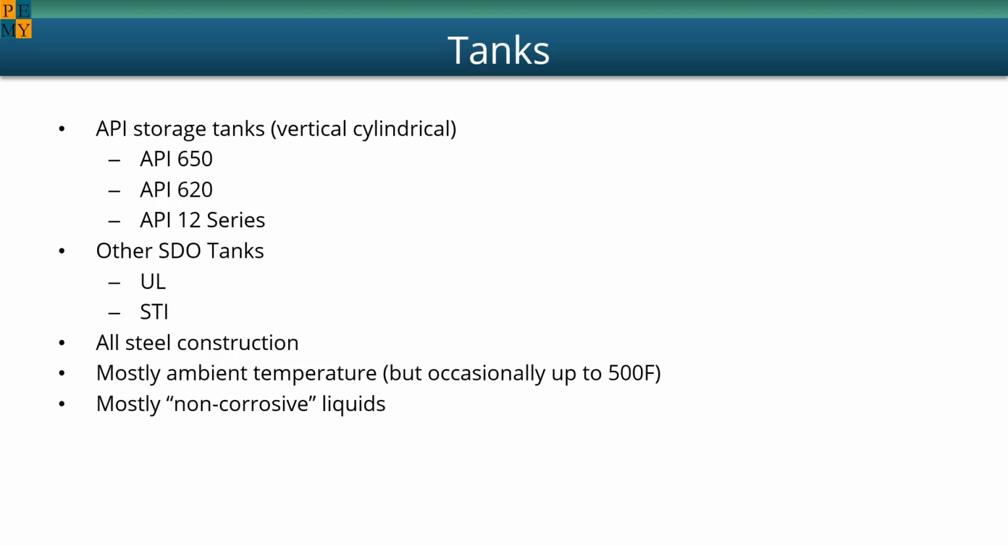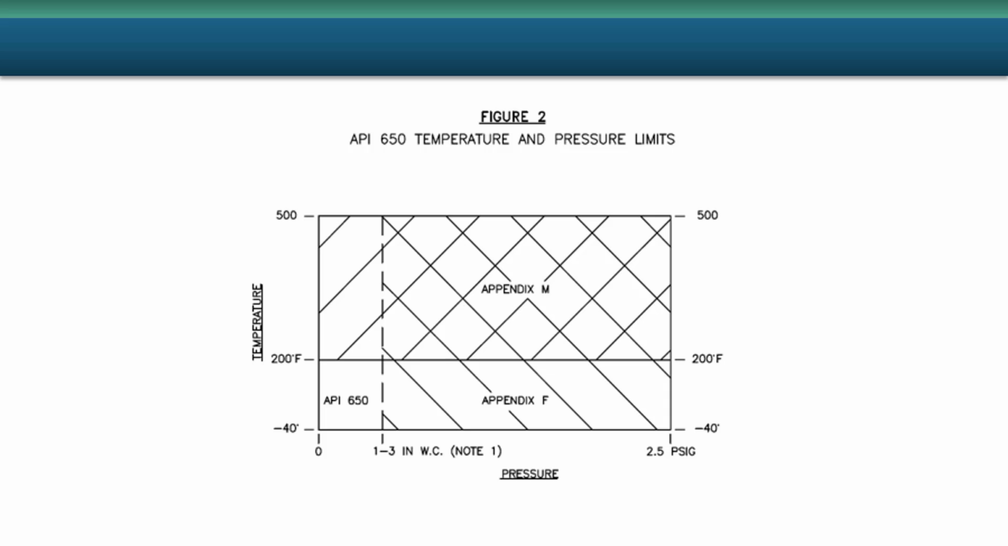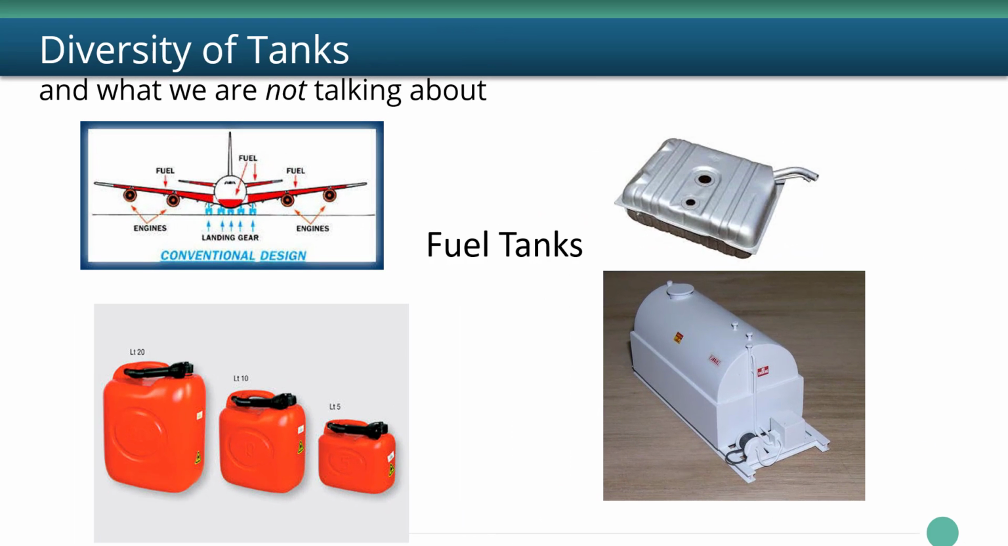The temperature range varies from cryogenic for 620 tanks to ambient temperatures and temperatures up to 500 degrees F for API 650 tanks. Here's a little diagram that shows the temperature pressure limits for API 650. It's mostly very low pressures, 1 to 3 inches roughly. Above that you would use Annex F in API 650, and as I said, the upper limit is 2.5 psig. All API 650 tanks are good to 200 degrees F, but when you want to go above that you have to invoke Annex M.